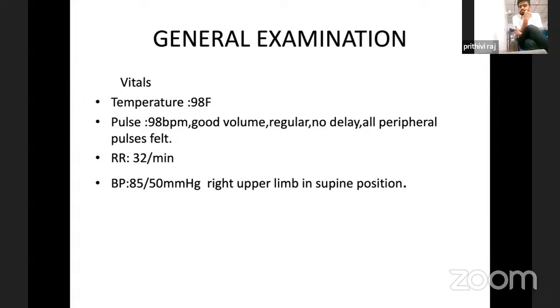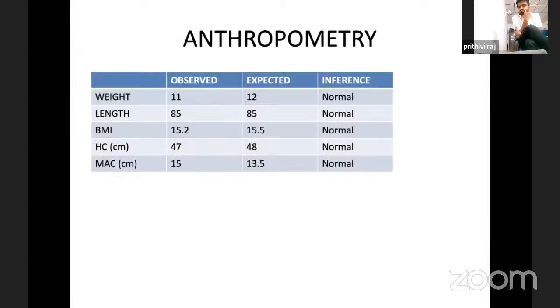Okay. So next, everything is normal. It's observed: anthropometry, weight, length, BMI, height, head circumference, MUAC. Here you said 11 kg weight. That's why we asked about the requirement of calories and proteins. So always your expected weight and expected protein should match this baby's weight.